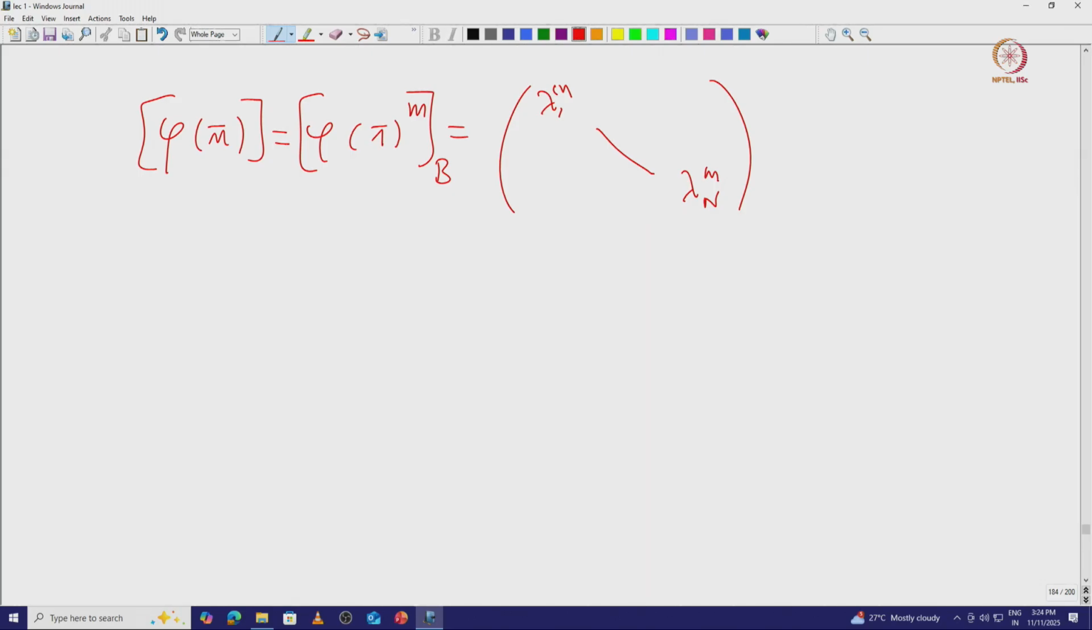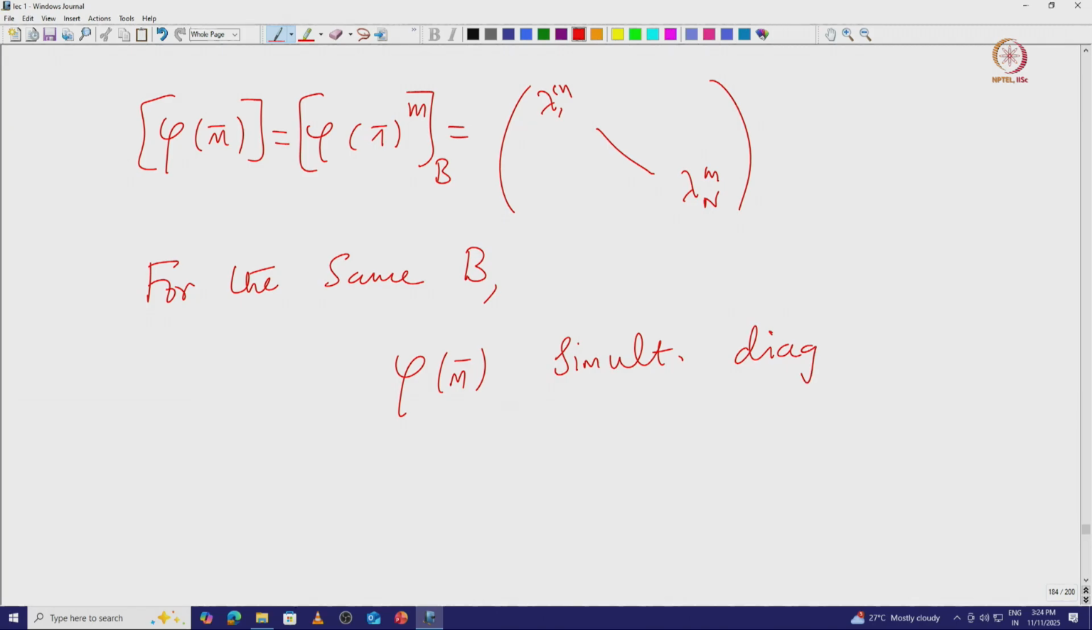So what does it mean? We got one single basis B for which all the elements phi of m bar are simultaneously diagonalized. For the same basis B, all of the phi of m bar are simultaneously diagonal.